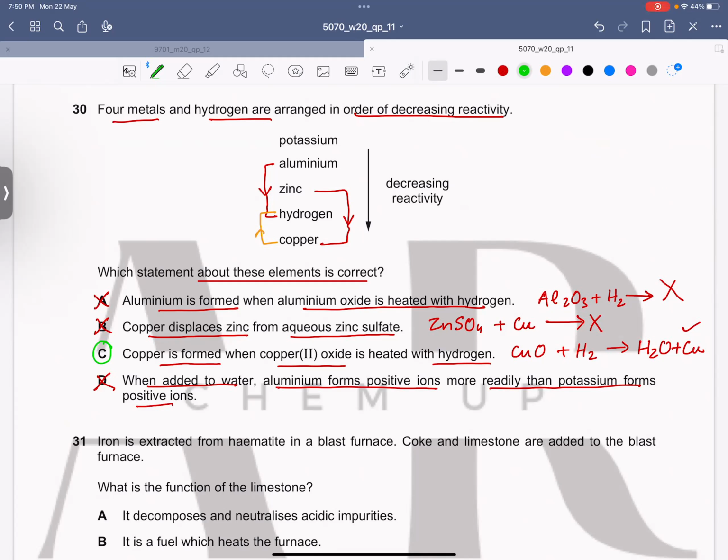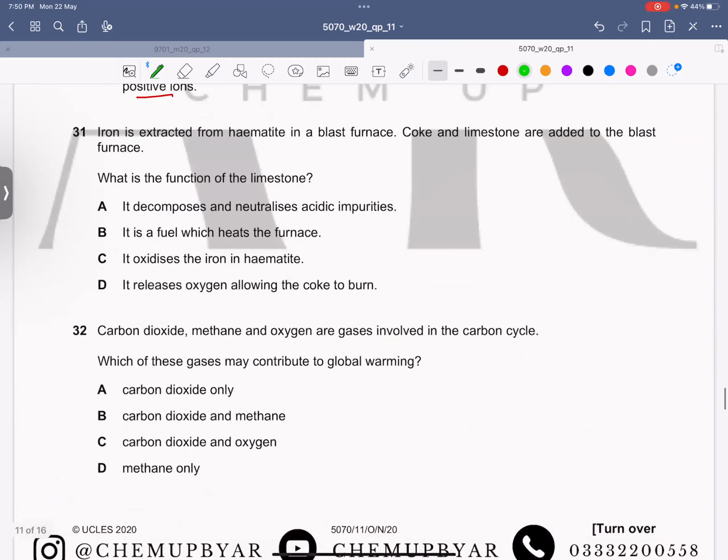Now, question number 31. Iron is extracted from hematite in a blast furnace. Coke and limestone are added to the blast furnace; coke refers to carbon and limestone is calcium carbonate. What is the function of limestone? If you recall, initially limestone decomposes due to the high temperature. Thermal decomposition occurs, forming carbon dioxide and calcium oxide, and the calcium oxide reacts with the impurity silicon dioxide to form slag.